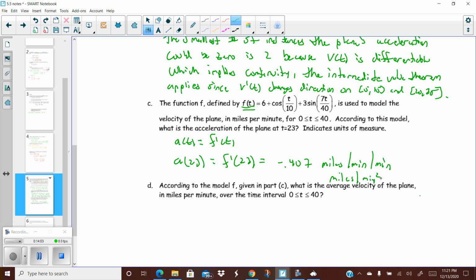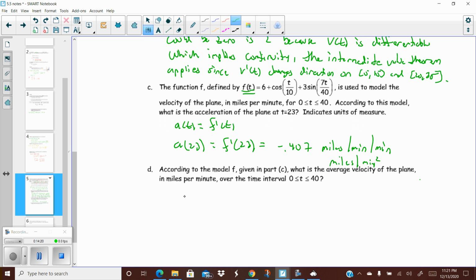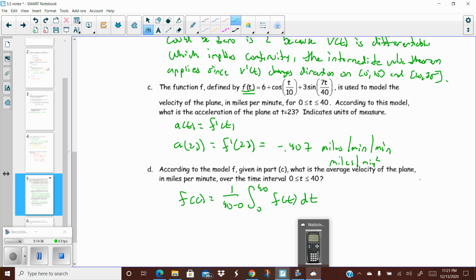All right, and then according to the model F, given in part C, what is the average velocity of the plane in miles per minute over the time interval from 0 to 40? So this is really the part that matches what we were just talking about. But that's going to be really easy because that is going to be f of c equals 1 over b minus a integral from a to b of, and you do not need to write it out. You can write f of t since it's given, and then we can use the calculator. Yay.